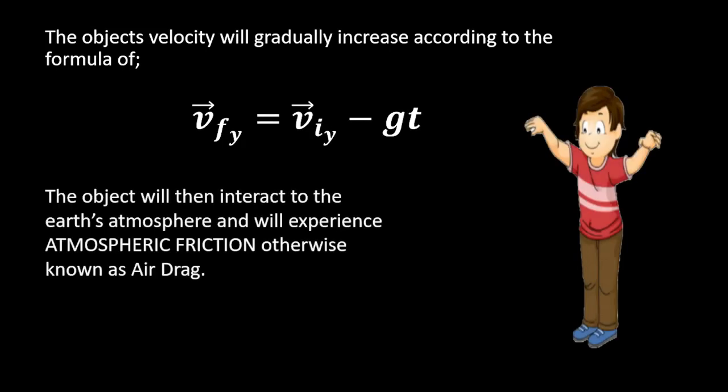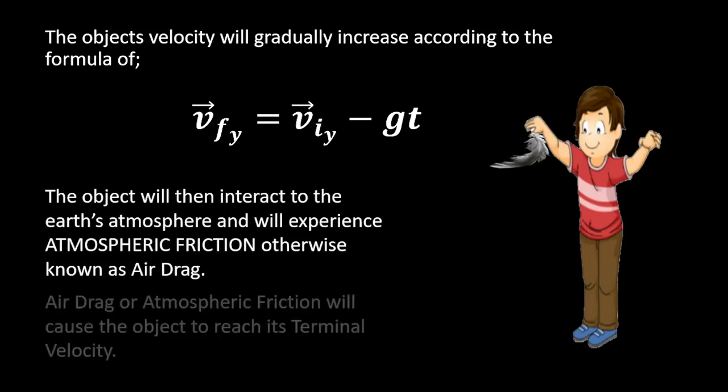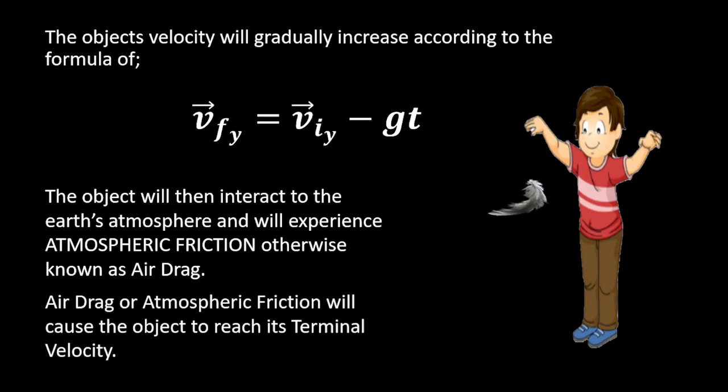The object will then interact with the Earth's atmosphere and will experience atmospheric friction, otherwise known as air drag. Air drag or atmospheric friction will cause the object to reach its terminal velocity.